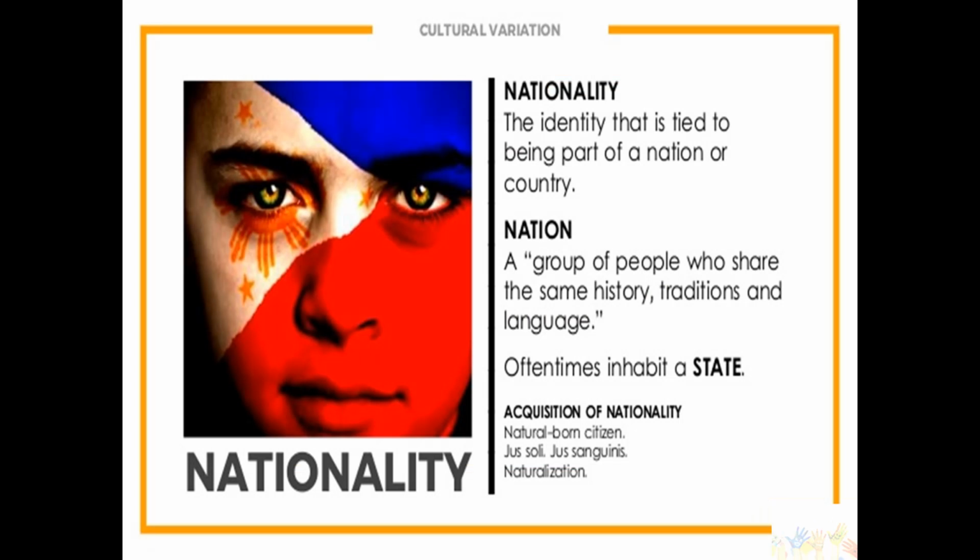Under the rule of law, Article 4, Citizenship, of the Philippine Constitution of 1987, there are three ways of acquiring nationality. 1. If you are a natural-born citizen, a natural-born Filipino. 2. Through the process of jus soli and jus sanguinis.